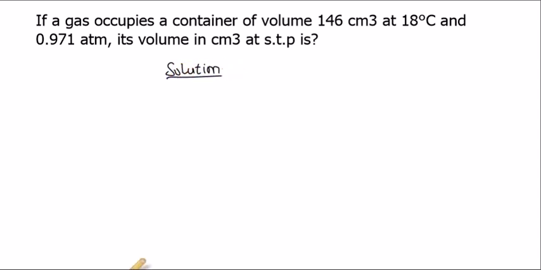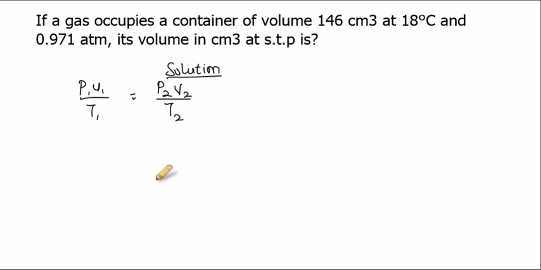This is a question on gas laws, the general gas law, which is also referred to as the combined gas law. That is, it has to do with the application of both Boyle's law and Charles' law. To attempt this question, we'll be using the formula of the general gas law, which is P1V1 over T1 equals P2V2 over T2.